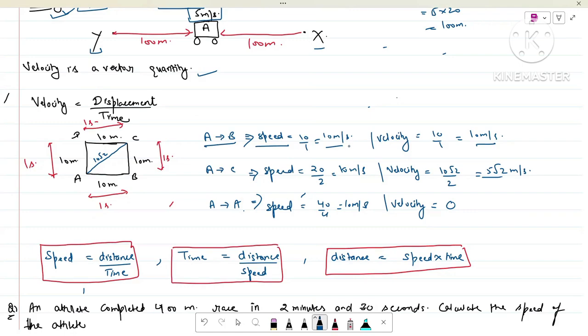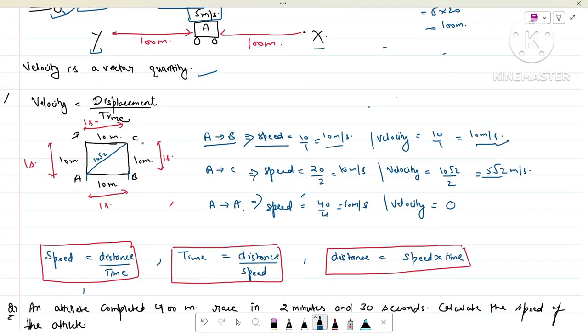Now, if I talk about velocity, velocity is the displacement by time. And displacement is defined as the shortest distance or difference in the final position minus initial position. So, this distance is 10 meter only. This displacement is also 10 meter. So, velocity will also be 10 meter per second.